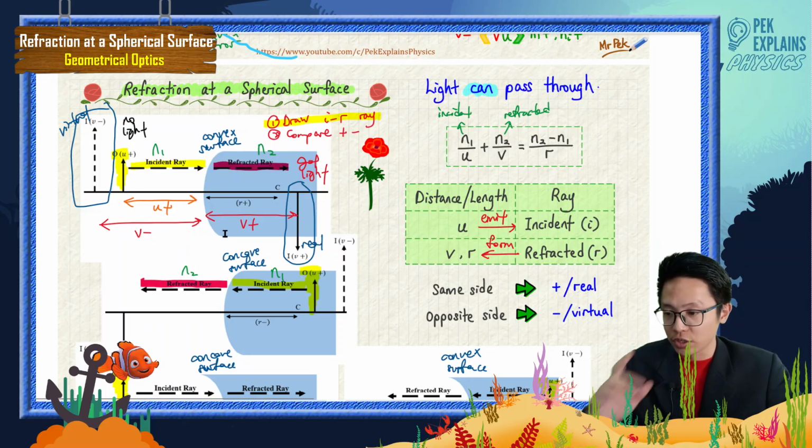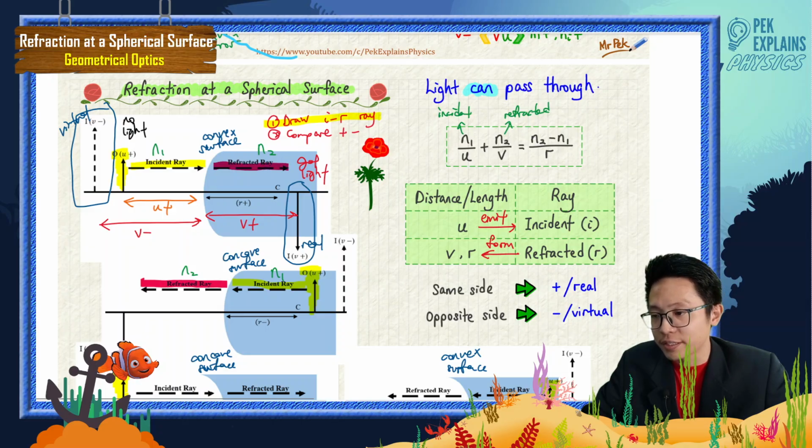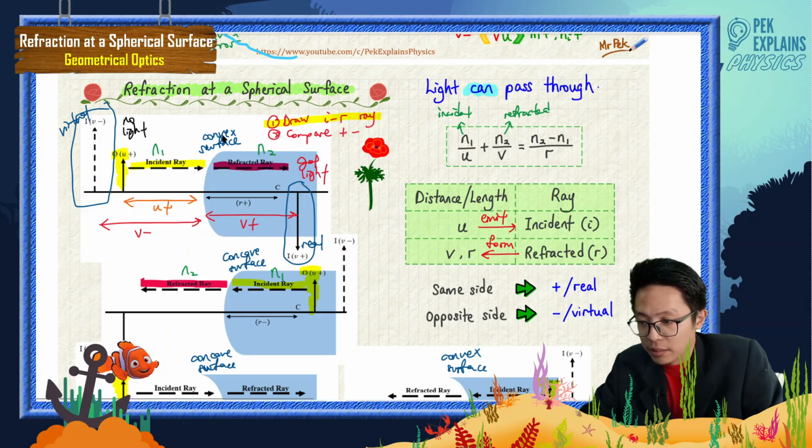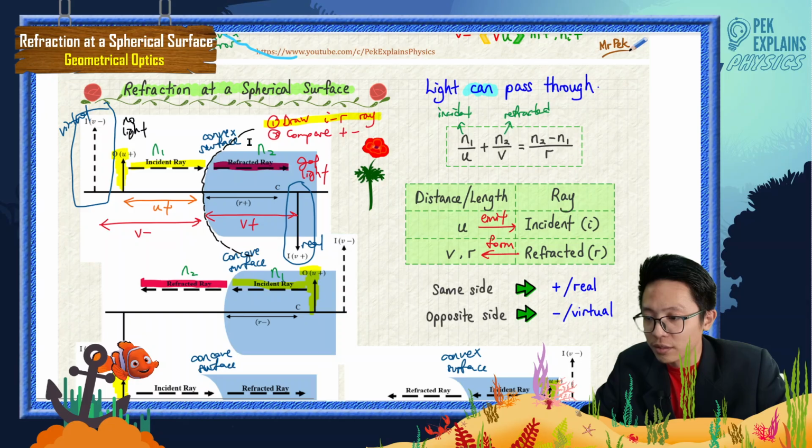And then how about the radius of curvature? Look at the sphere. How does the sphere look? This is the convex surface. You see this sphere is over here, to the right hand side. So the center of curvature is over here.